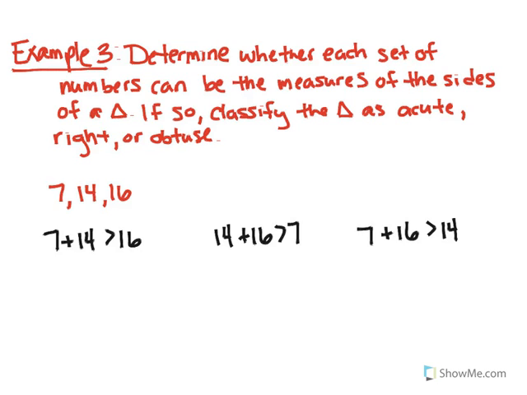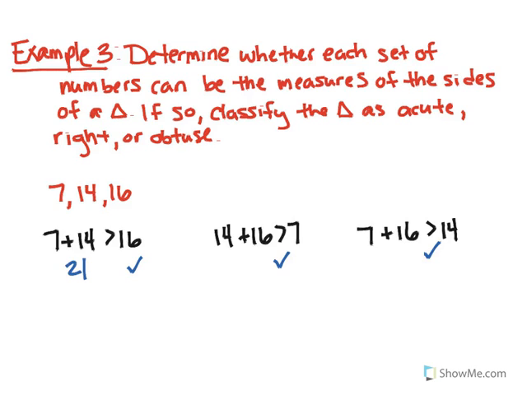Of course, as we look through this, 7 plus 14 is 21, so this one works. 14 plus 16, that's obviously going to be greater than 7. And 7 plus 16, well, 16 is already greater than 14, so that's going to work as well. So once you know that you have a triangle formed, now we're going to use the Pythagorean inequality theorem to see what kind of triangle it is.